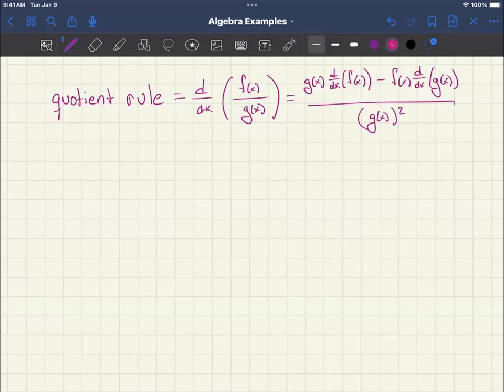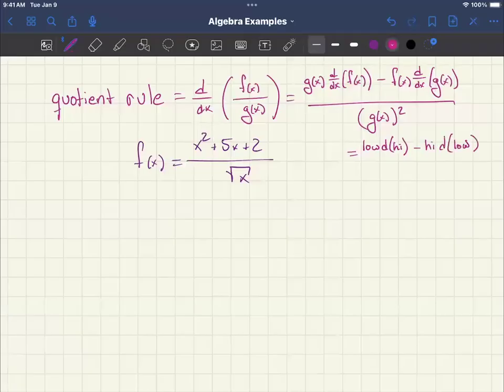Whew. Okay. And let's write out our original function. So our f of x is x squared plus 5x plus 2 over the square root of x. And I'm just going to write it as low d high minus high d low over low squared. Here is our low, and here is our high.